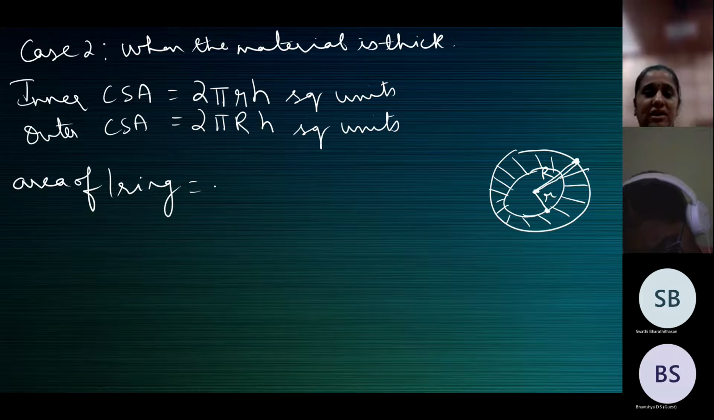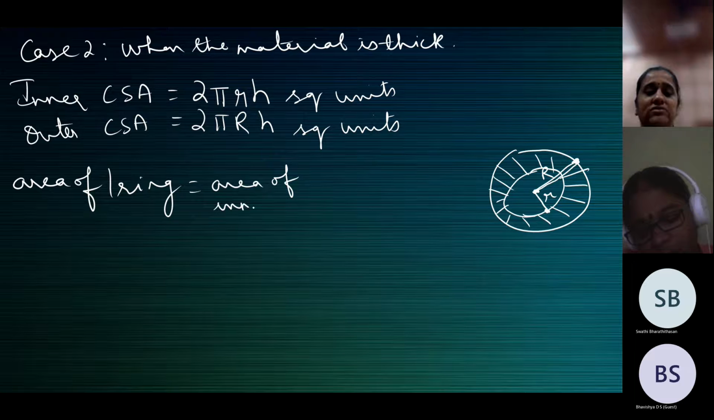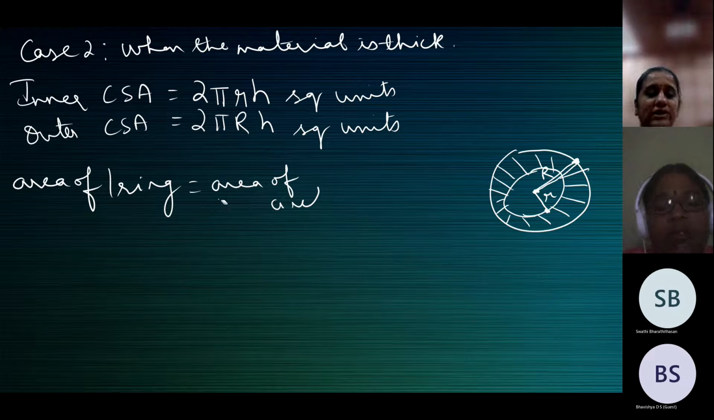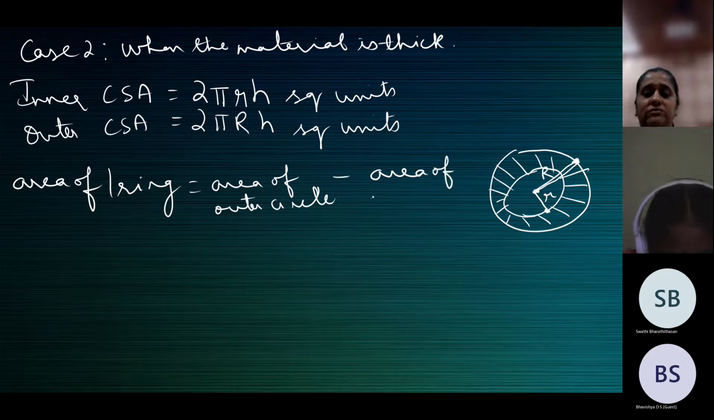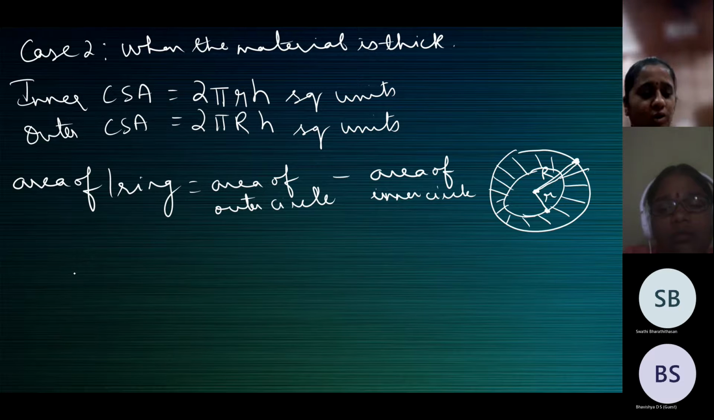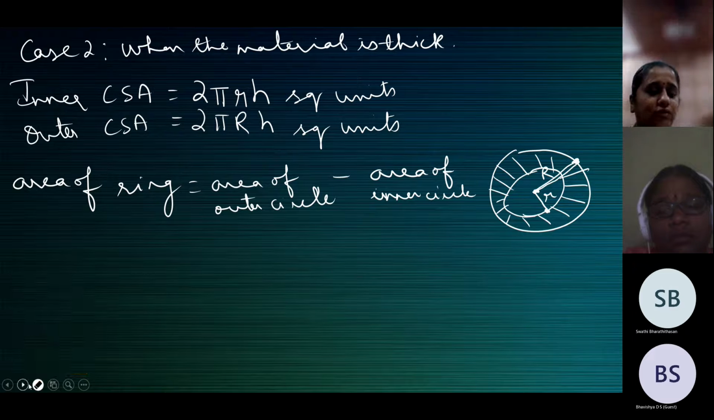Area of one ring is equal to area of inner circle, oh sorry, area of outer circle minus area of inner circle. Area of outer circle minus area of inner circle. You can just say area of a ring.